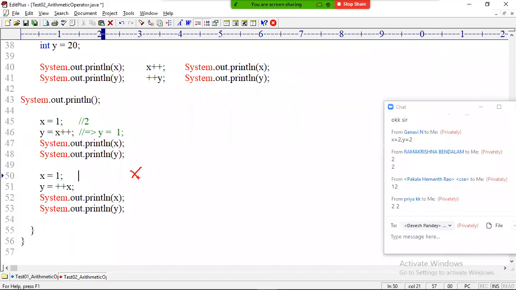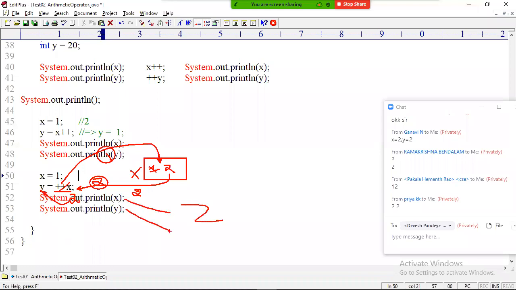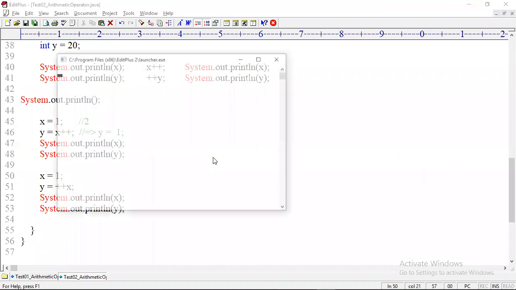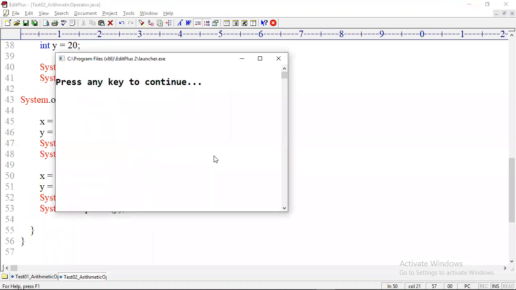First step, plus plus X: first plus plus should run. 1 increased by 2. This is step number 1. Then reading, second step, read X value 2. Substitute, plus plus X replaced with what? 2. Execute the expression with 2. So what is the X value? 2. What is the Y value? 2.